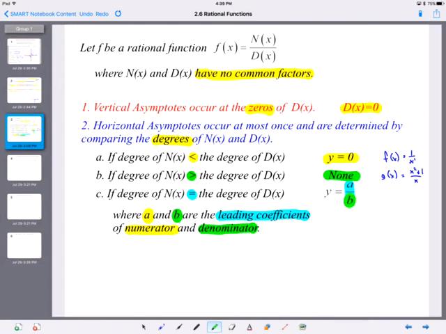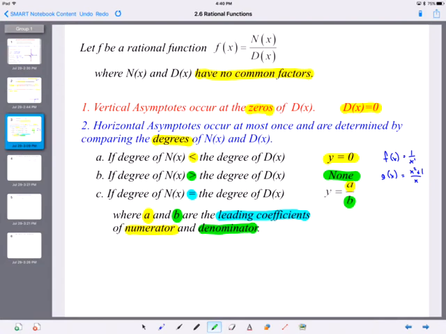And so, if I can go back and do this. Oops. So I'll change this. So it's your A and your B. And so if you divide those leading coefficients, then you have your horizontal asymptote. So really that's what we're going to do today, we're just going to identify our vertical and horizontal asymptotes.